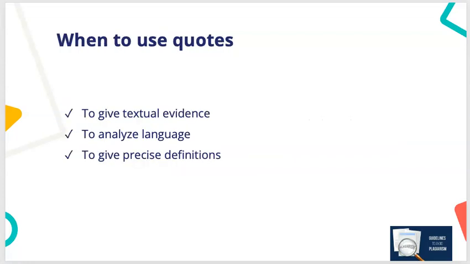When to use quotes: to give textual evidence, to analyze the language, or to give a precise definition. If you are using primary sources like a historical document or literary text, quote to give textual evidence for your claim. If you are interested in the language the author uses, like in literary analysis or discourse analysis, quote passages in order to analyze them. Quotes can also be used to give a precise definition without changing the author's meaning.